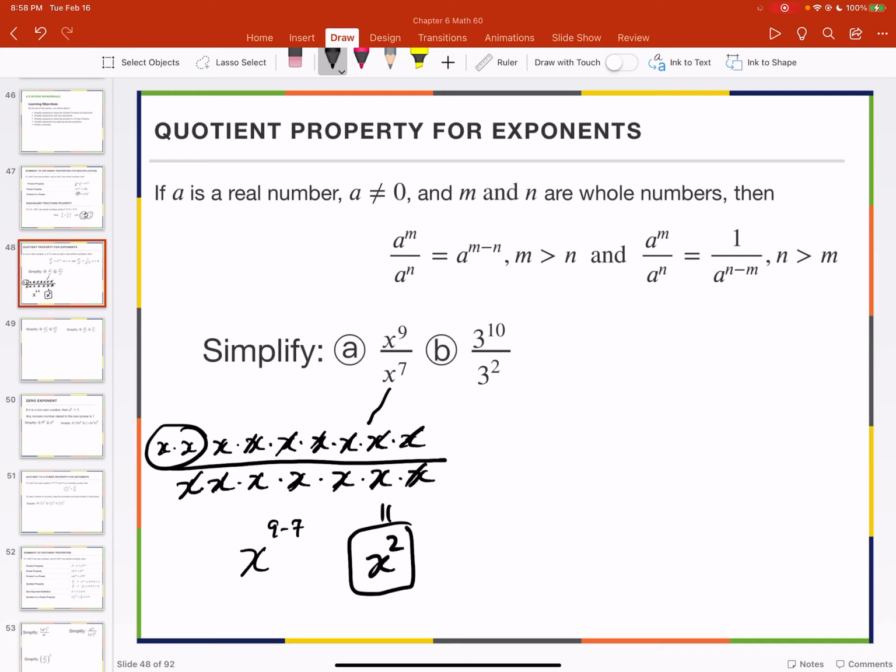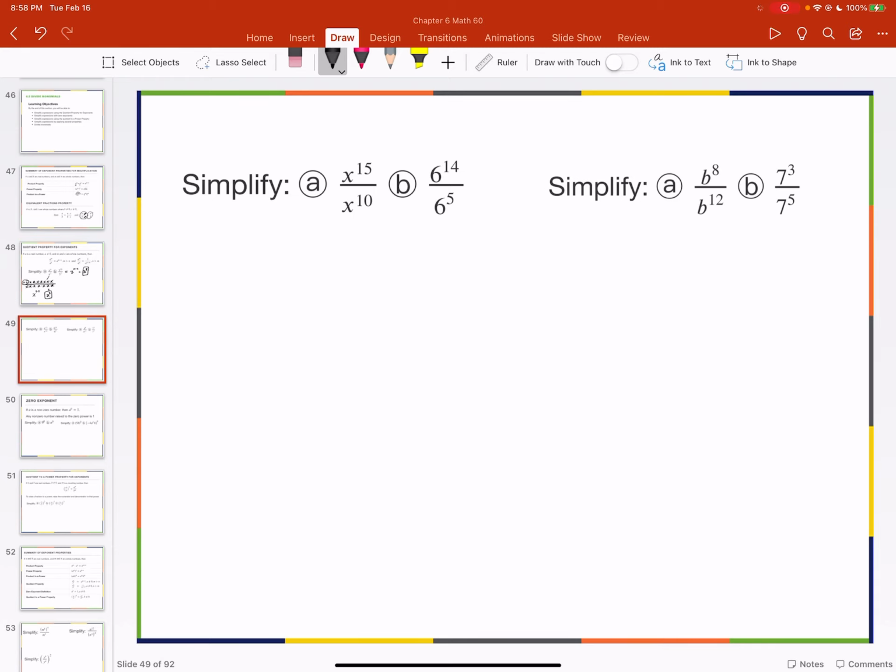Now for this one, we would do 10 minus 2, which is 3 to the power 8. Okay, let's do a couple of examples. Let's say you have x to the 15th over x to the power 10. That would be x to the power 15 minus 10, which is x to the 5th power. That's for A. And then for B, 6 to the 14th power over 6 to the 5th power would be 14 minus 5, so that would be just 6 to the 9th power.